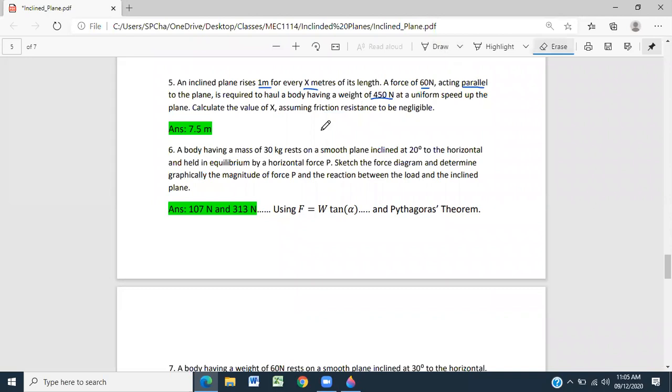So let's set up our formula. F is equal to W sine alpha, but instead we're using 1 meter for the height and x meters for the length, right? This here is your sine alpha, 1 upon x. So someone plug in the value of weight, plug in the force 60, and solve this equation for x, and tell me whether or not you get 7.5. So take a few minutes, do this.